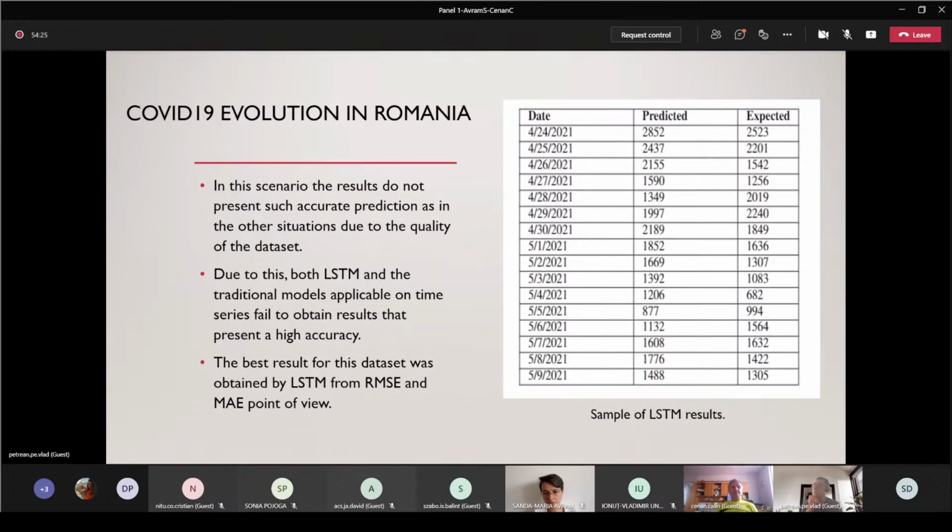For COVID-19 evolution, here the results were not so good. This was due mainly to the quality of the data. We all know that over the weekend there were not so many tests, and in the middle of the week the number of them increases. And also here the best results, so to say, were obtained by LSTM from both root mean square error and mean absolute error point of view.